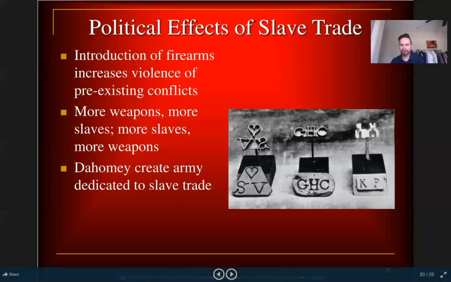Okay, so here you see some brands. They're used to brand slaves. They make them red hot, they put them in a fire, and then they stick them on your skin, and now you have this permanent scar with your slave owner's name on there.